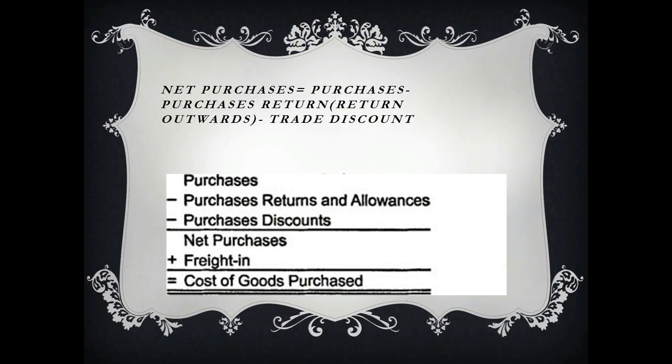Next is purchases. It refers to the total amount of the goods which are obtained by the business for the purpose of resale. It includes both cash and credit purchase of the goods. Remember two things which are not included in the net purchases. The first one is purchase return and the second is trade discount.